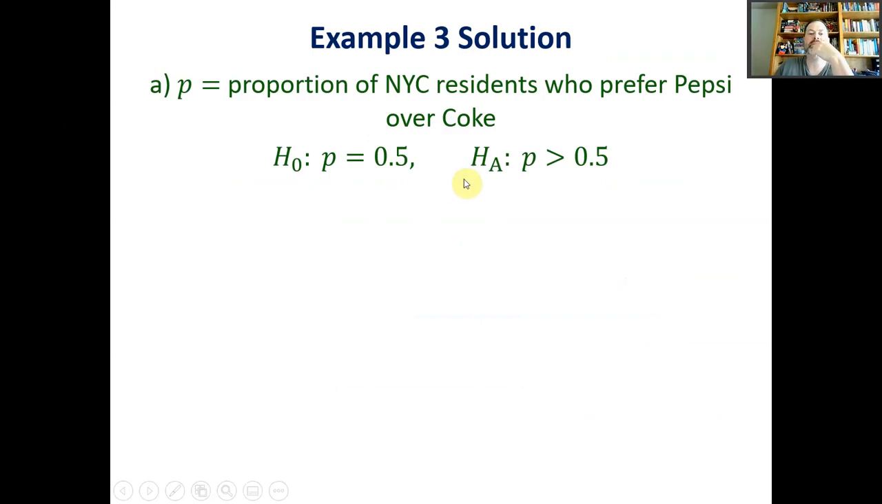And then the alternative hypothesis is easier to see now. All you have to do is change this equal sign to a greater than. And this is what we're looking for significant evidence to support. Is there evidence that the proportion of New York City residents who prefer Pepsi over Coke is greater than 1/2? And if the proportion is greater than 1/2, that means more people in New York City prefer Pepsi over Coke. So it can be claimed to have a majority, which is really what we're trying to show here in this problem.